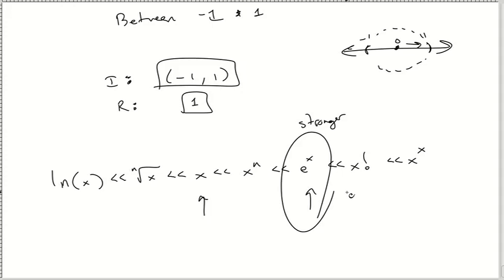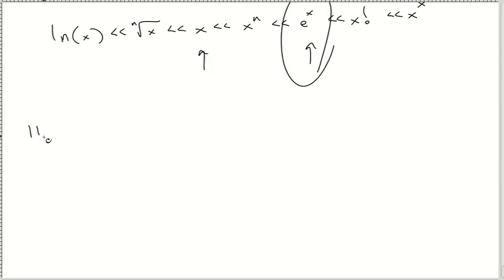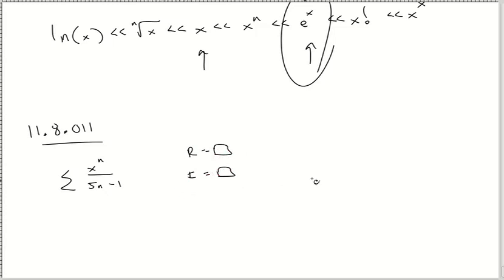Okay. Let's do another one. 11, 8, 0, 1, 1. So I've got summation of x to the n power divided by 5n minus 1. And again, what's my radius? What's my interval? All that kind of stuff. So I think that 0 should work. X equals 0, you plug that in, you got summation of 0. That would converge. So that's awesome.